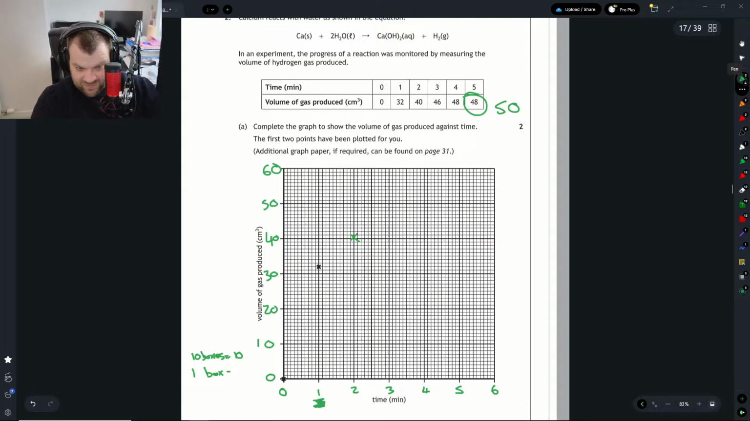So time 3, we're at 46. Time 4, we're at 48. So that's 2 boxes down from 50. And then it keeps going from there onwards to here.